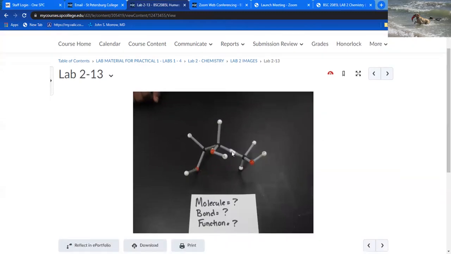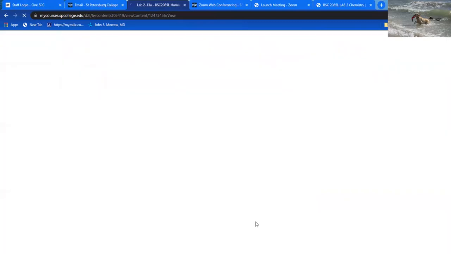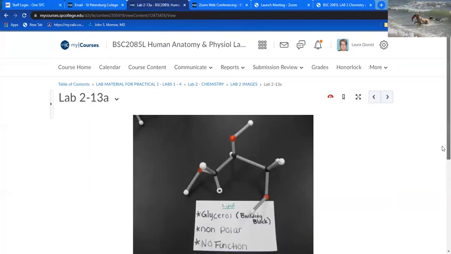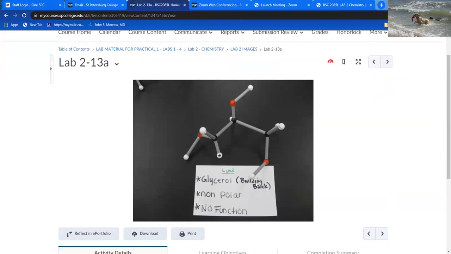All right, here is the 3-carbon glycerol backbone of a triglyceride. So you have 3 black balls. This is glycerol. So 1 glycerol, 3 fatty acids forms a triglyceride. It's the building block of a triglyceride, nonpolar covalently bonded. No function other than it's a building block of a triglyceride.